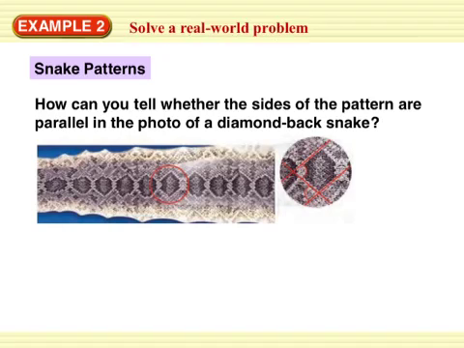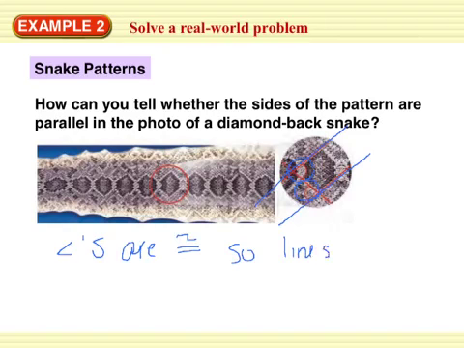Let's try an example. How can you tell whether the sides of the pattern are parallel in the photo of a diamondback snake? Let's use blue. So I have these two lines, and I know they're congruent by the picture. So if you know that those two angles are congruent, the lines are parallel. Makes sense?